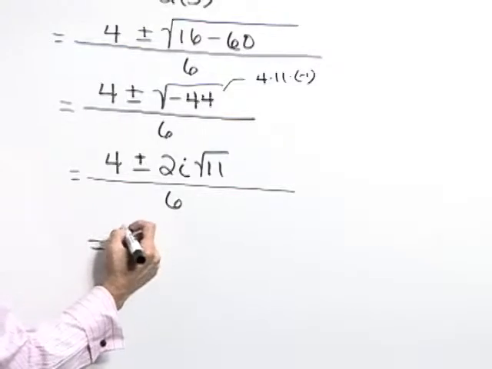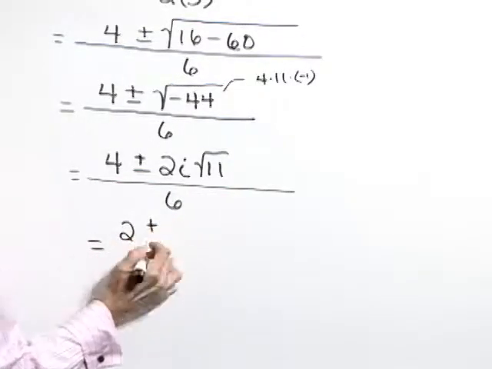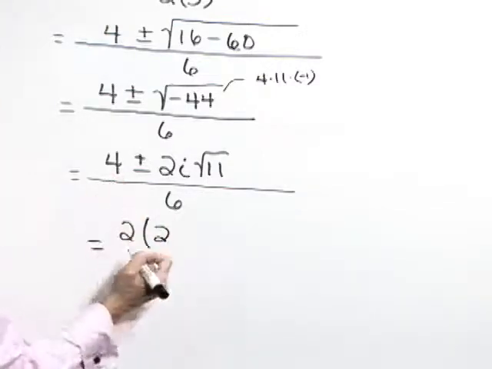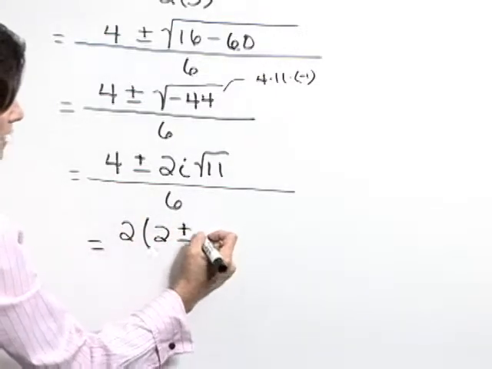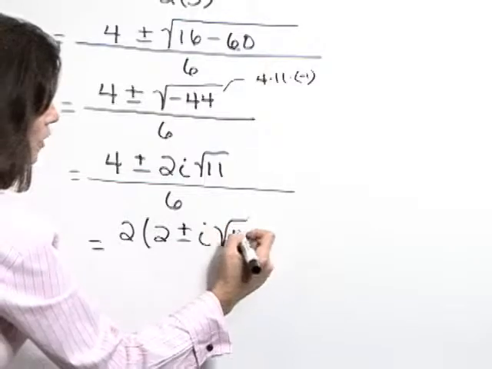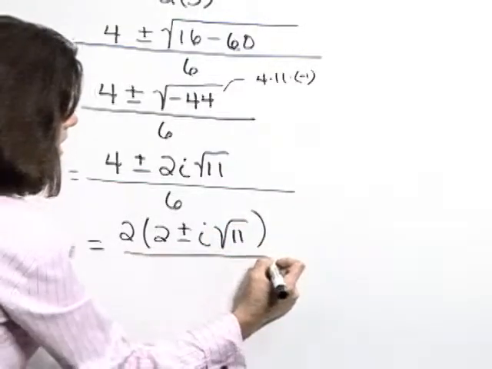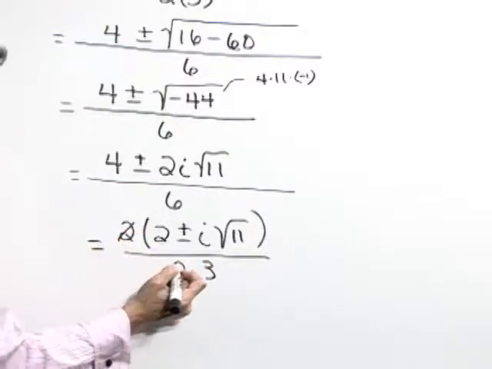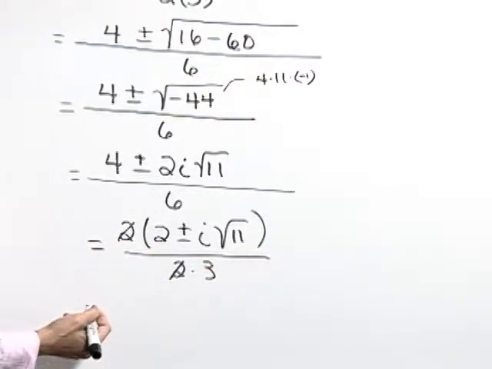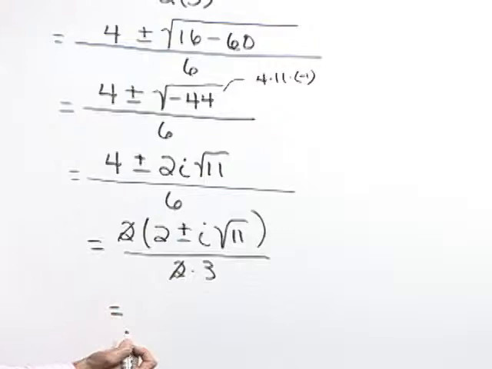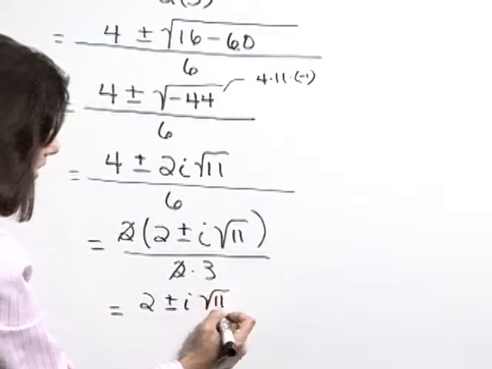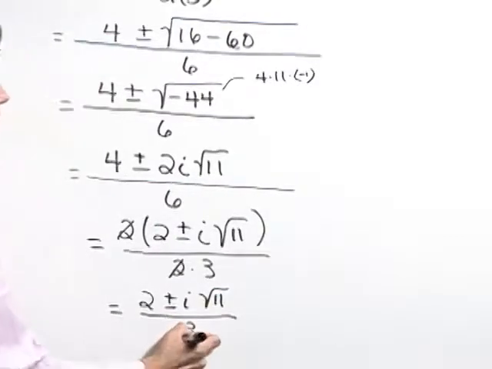I'm going to factor the numerator as 2 times 2, that gives that 4, plus or minus i times the square root of 11, all over 6. And let's write that 6 as 2 times 3, so we can see our common factor of 2 that will cancel out. Lastly, 2 plus or minus i times the square root of 11, all over 3.